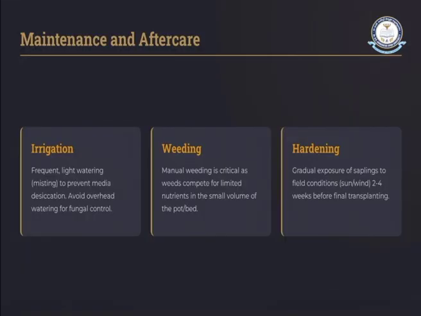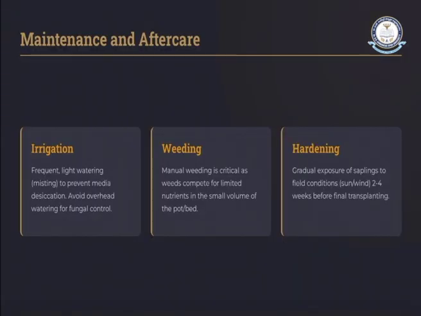Here the first thing is the irrigation process. This irrigation has to be very frequent and it has to be light watering and misting. Light watering means misting, and it has to prevent media desiccation, and it should also avoid overhead watering for fungal control. That means the irrigation system has to be well developed. There should be no waterlogging problems, because if the water is clogged, the rate of fungal diseases can be higher.